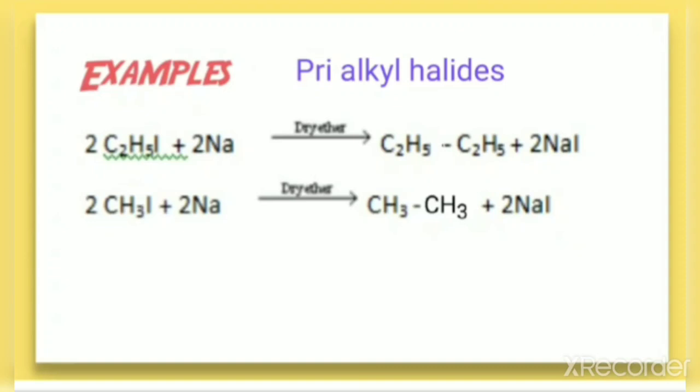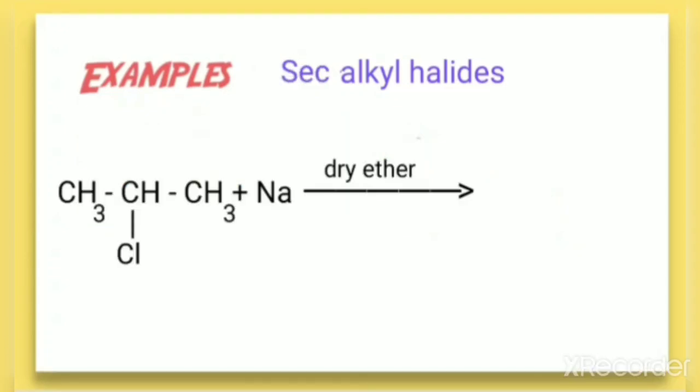Let us take secondary alkyl halide. In the secondary alkyl halide, this is a secondary. How is it a secondary? Because this is an alpha carbon and there is a neighboring carbon, that is beta carbon. So there are 2 beta carbons here. This is a beta carbon, this is a beta carbon. So 2 beta carbons are there. It is a secondary alkyl halide.